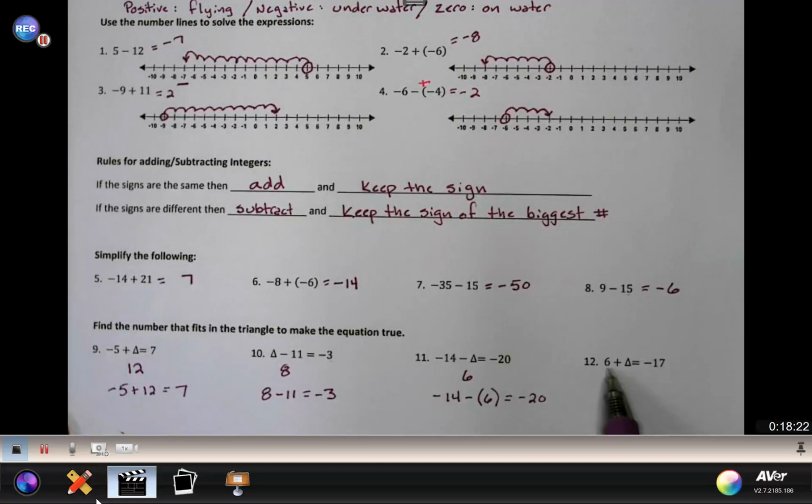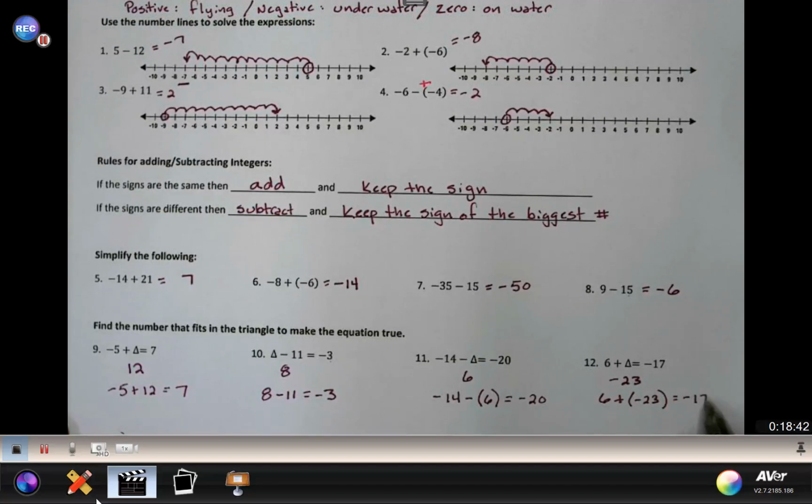Last one, 6 plus triangle equals negative 17. All right, I'm going to have to subtract a bunch from 6 to get it down to negative 17. I'm going to guess it's negative 23. Let's check our answer. 6 plus negative 23. Yep, that's negative 17 because I subtract the two numbers. 23 was bigger, so I keep its sign.